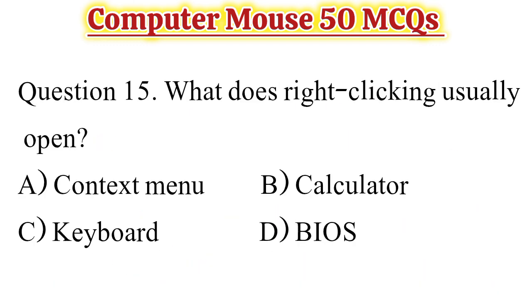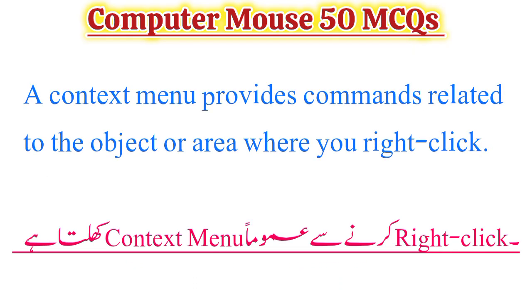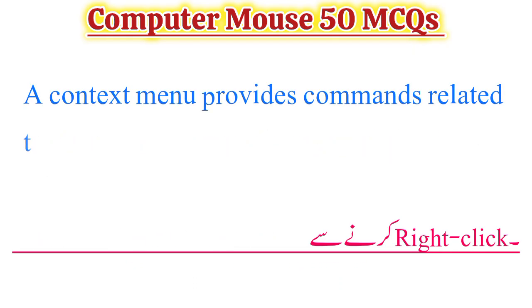15. What does right-clicking usually open? A. Context menu. B. Calculator. C. Keyboard. D. BIOS. Answer: A. Context menu. A context menu provides commands related to the object or area where you right-click.